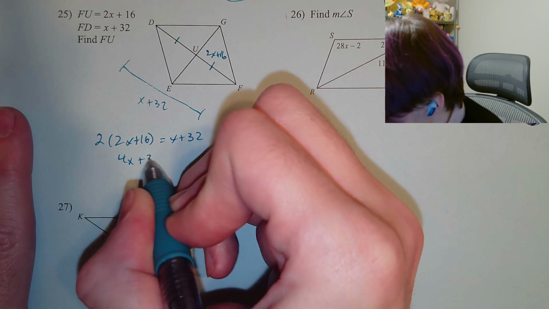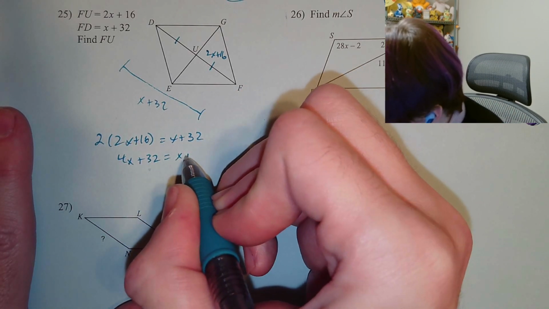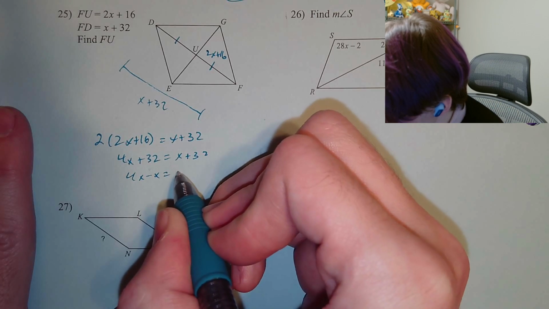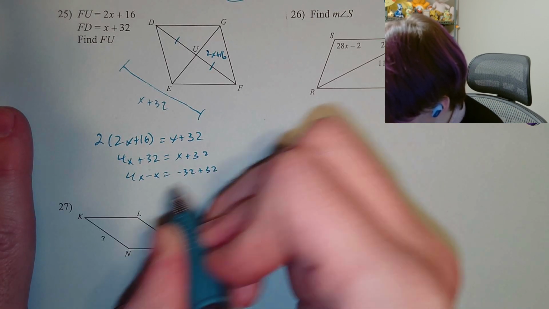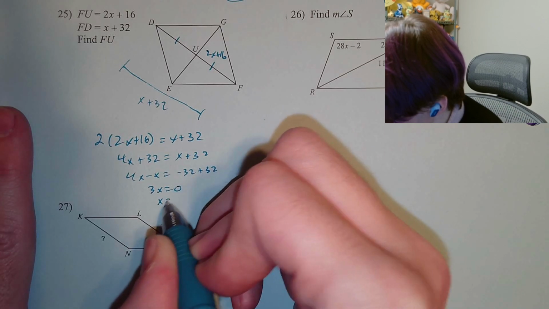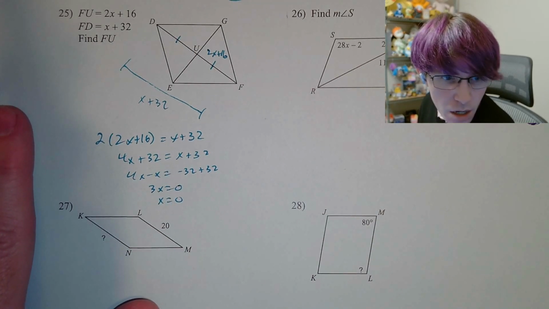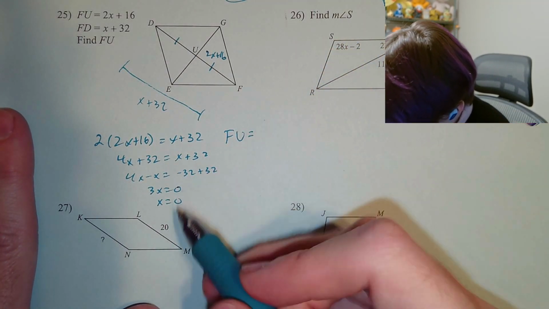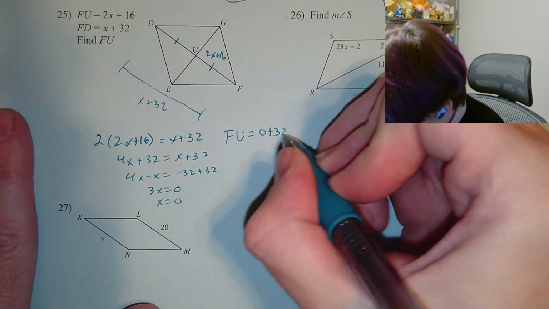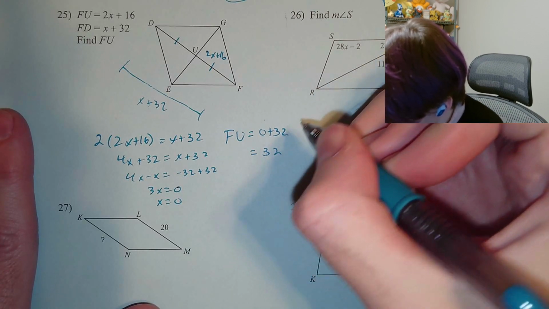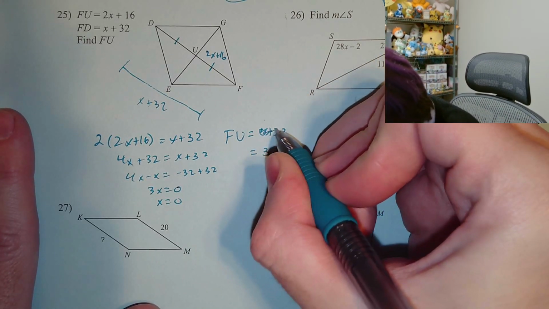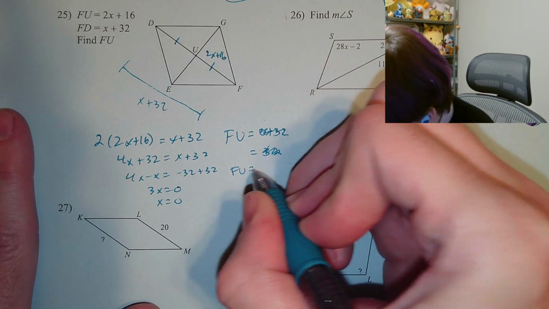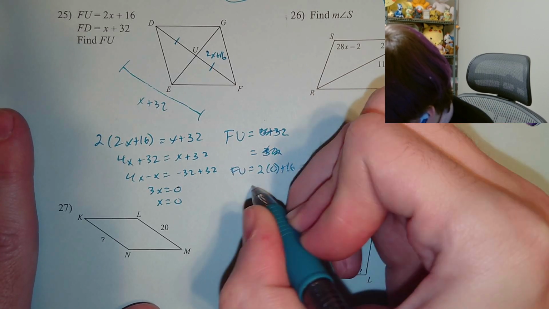And it will end up looking like a trick problem. A lot of students just don't like seeing 0 show up in the question, but that's okay, because you're going to get 4x minus x is equal to negative 32 plus 32. You get 3x is equal to 0. In other words, x is equal to 0. And finally, it tells you to find what this guy is. Plugging in 0 plus 32, and you just get 32. FU is 2x plus 16. So 2 times 0 plus 16, and that's going to give you a 16.